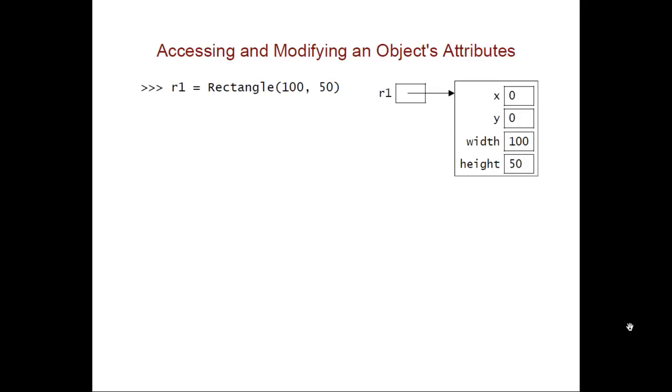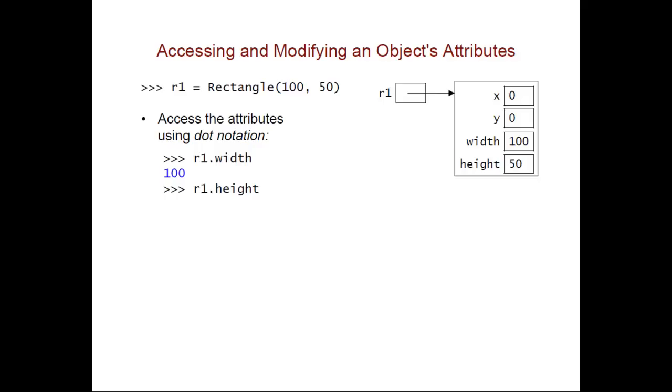Once I have a reference to a rectangle object, I can go ahead and access its internals using dot notation. So for this particular rectangle object, the one that I created using dimensions of 100, if I were to say r1.width, it's telling Python to look inside the rectangle referred to by r1 and to give me the value in the width attribute. And so what I'll get back here is 100. If I want the height, I can do r1.height, etc.